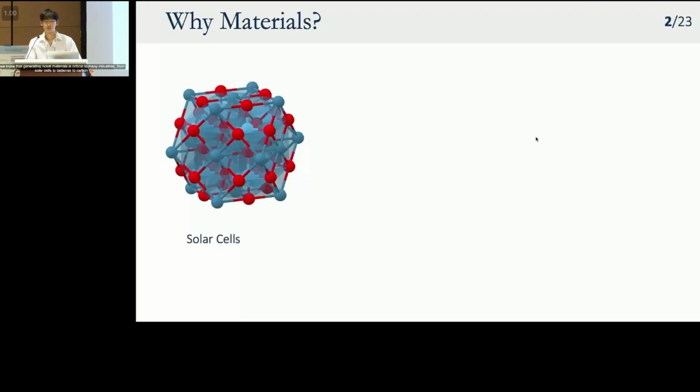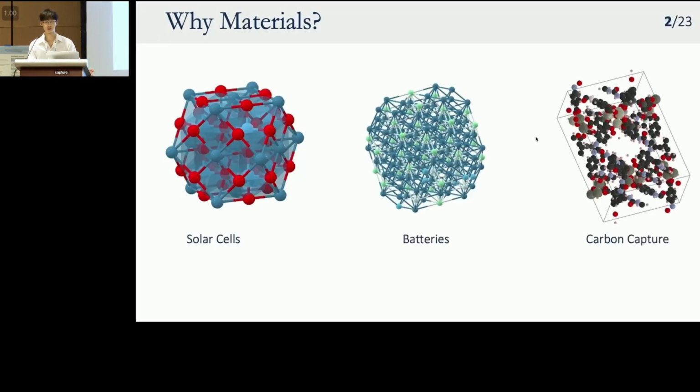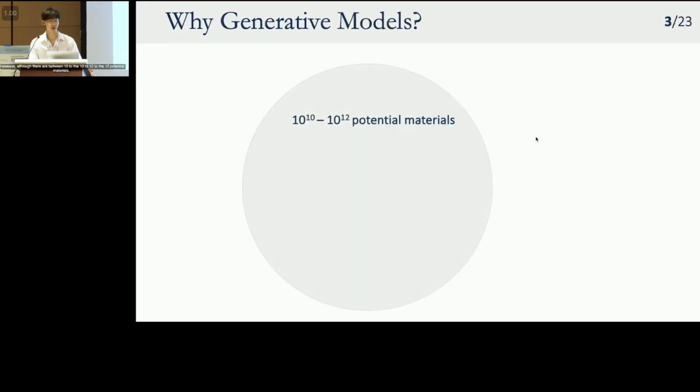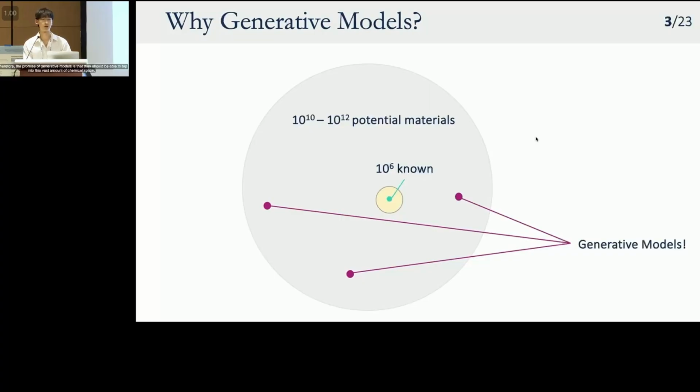we know that generating novel materials is critical to many industries, from solar cells to batteries to carbon capture. However, although there are between 10 to the 10 and 10 to the 12 potential materials, the known number of materials is a much smaller percentage. Therefore, the promise of generative models is that they should be able to tap into this vast amount of chemical space, which currently our known materials are not able to access.